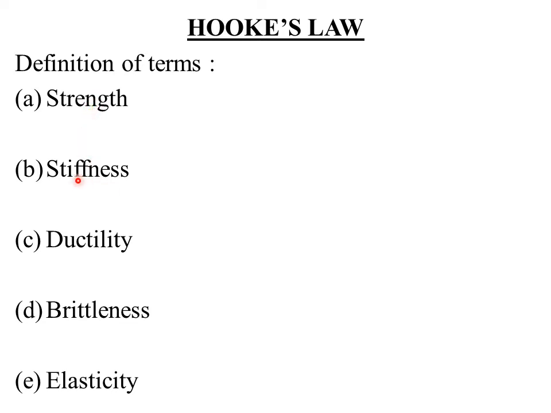Our second term is called stiffness, which refers to the resistance a material offers to forces which tend to change its shape or size. And also remember that stiff materials are usually not flexible and usually resist bending.